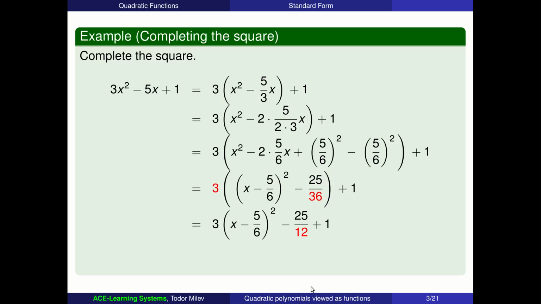And we're almost done, except that this can be simplified. So 1 minus 25/12, that can be simplified. What's that equal to? Well, I'm sure you guessed it correctly. That would be minus 13/12. That completes the transformation of completing the square.